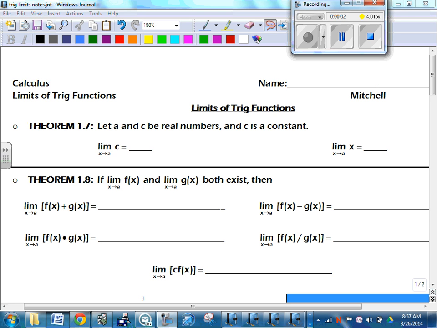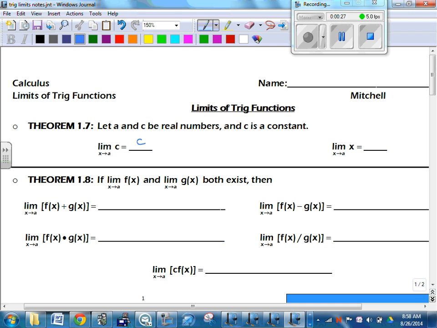So theorem 1.7 gives us a couple properties of limits. It says let a and c be real numbers, and c is a constant. Well, first one says limit as x approaches a of c equals what? What do you think that would be if c is a constant? It's just going to be c.